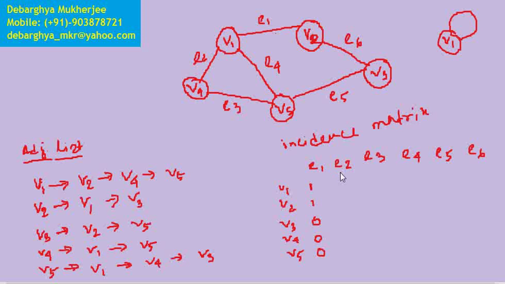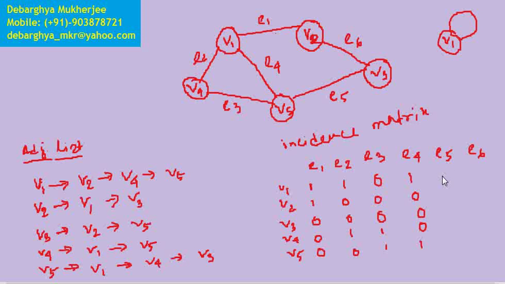What are the two vertex connecting E2? E2 is connected by V1 and V4, and rest of them will be 0. Now for E3, now E3 is connected between V4 and V5, so it will be V4 and V5, and rest of them will be 0. For E4 we have V1 and V5, and rest of them will be 0.